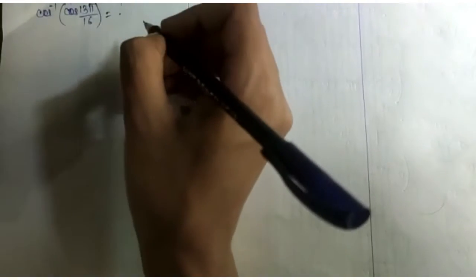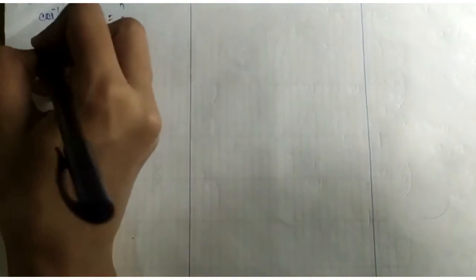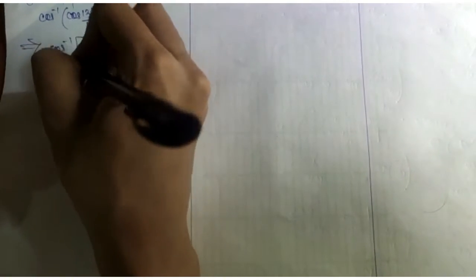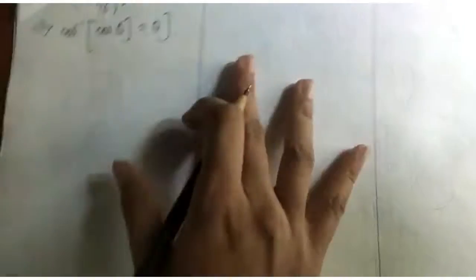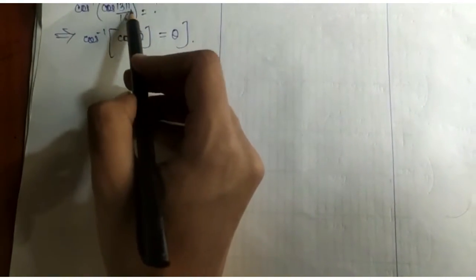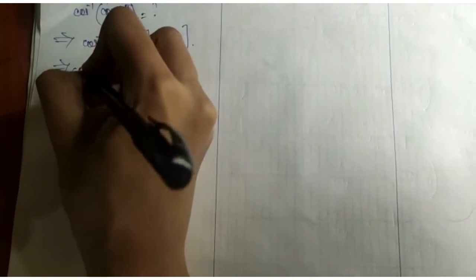So now coming to the next question, that is find the principal value of cos inverse of cos 13 pi by 6. So first we know that cos inverse of cos theta is equal to theta. But here our angle is 13 pi by 6. So what we are going to do is, first we have to solve this.